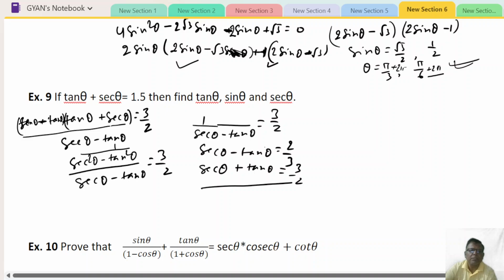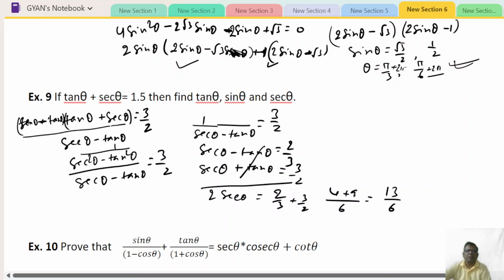It is given sec theta plus tan theta is equal to 3 by 2. So you add them, we get 2 sec theta equal to 2 by 3 plus 3 by 2. Take LCM 6, 4 plus 9, and it is equal to 13 by 6. Sec theta is equal to 13 by 6. For tan theta you deduct this minus this. So 2 tan theta is equal to 3 by 2 minus 2 by 3. So sec theta is equal to 13 by 12.